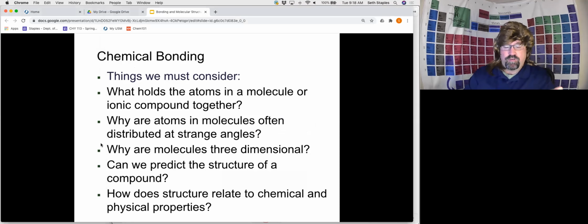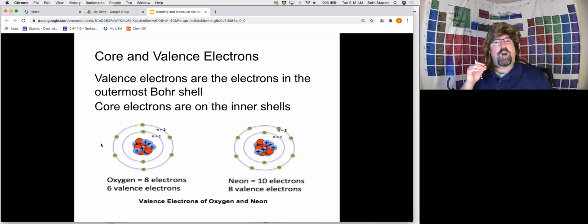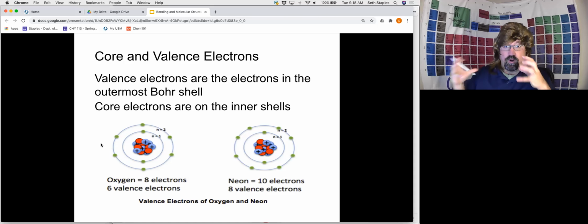The official terms that we use are core and valence electrons. The valence electrons are the electrons on the outermost Bohr shell. When we're looking at that, we ignore sublevels. We're looking at just the very outer Bohr shell.